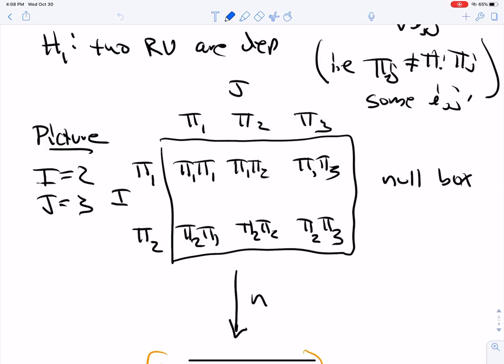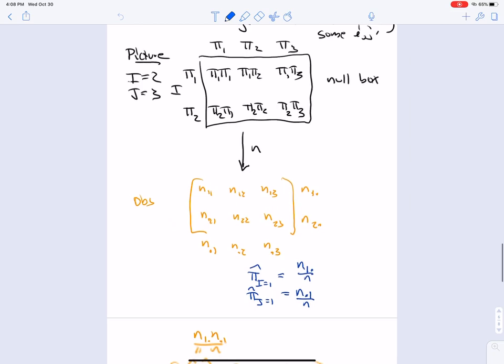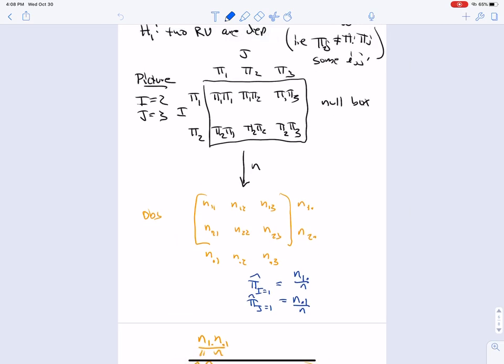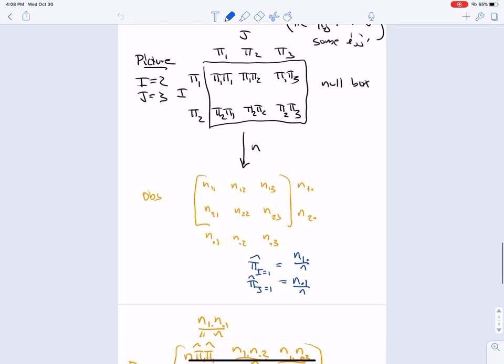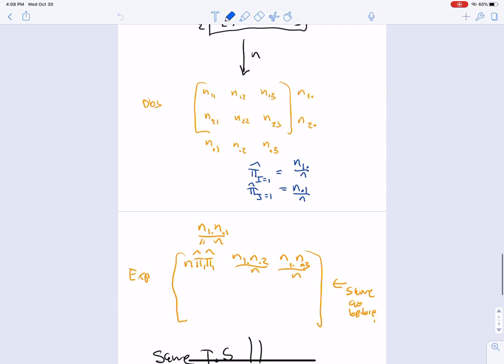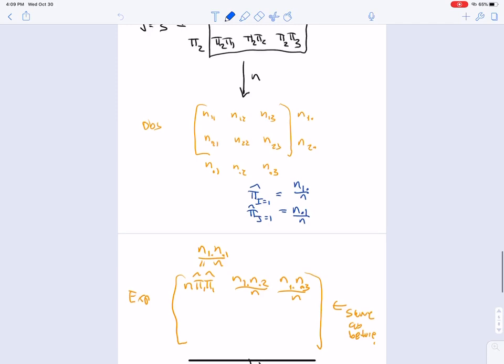Here I have I as 2 and j as 3. So I have a total of 6 cells. Everyone in the population fits in one of 6 categories. And you could then take a sample of size n, and you would get these counts, and you would get the following expected counts.